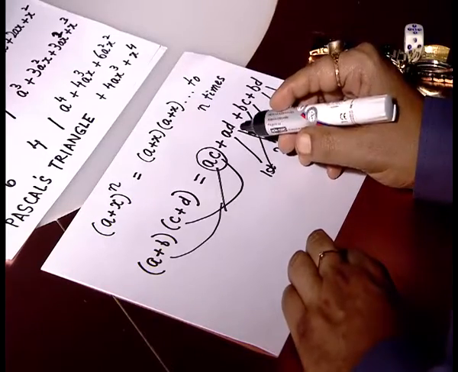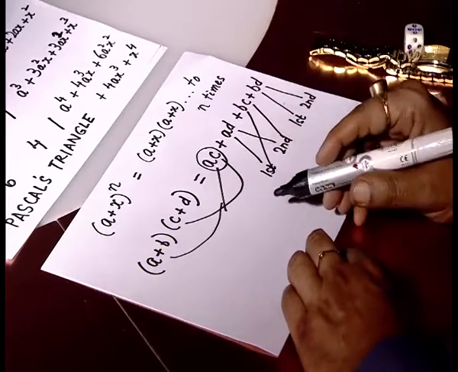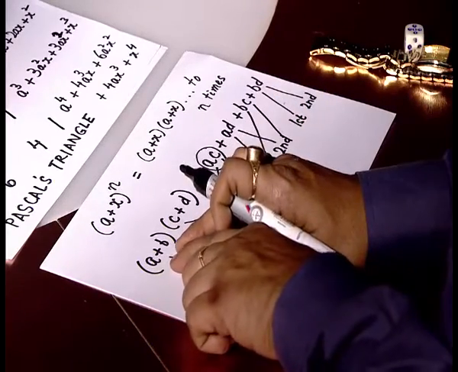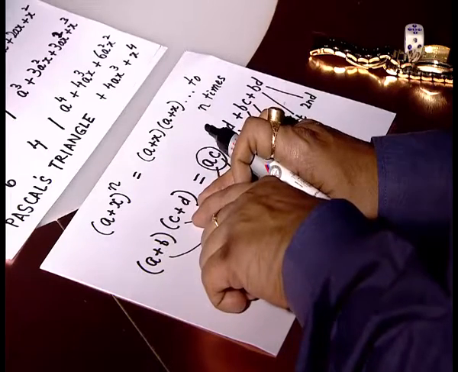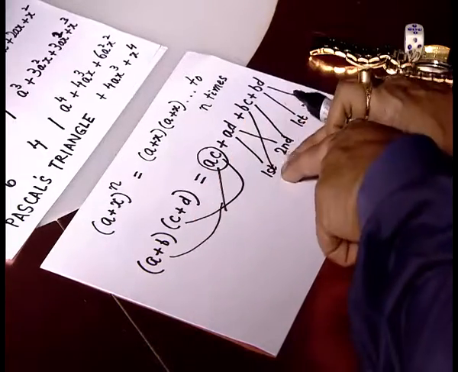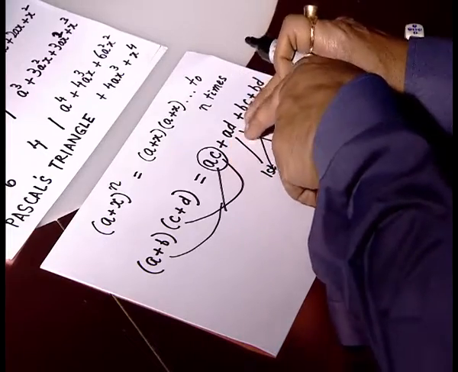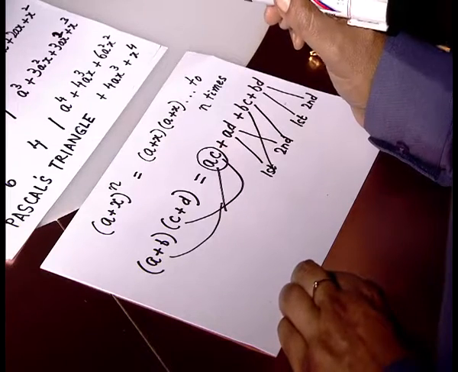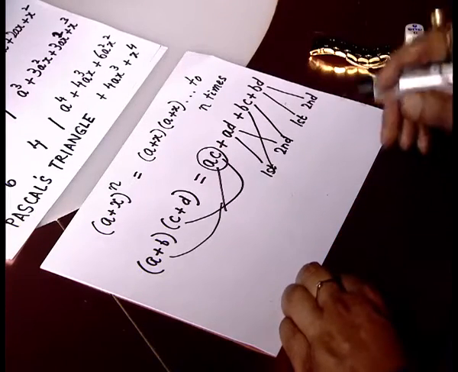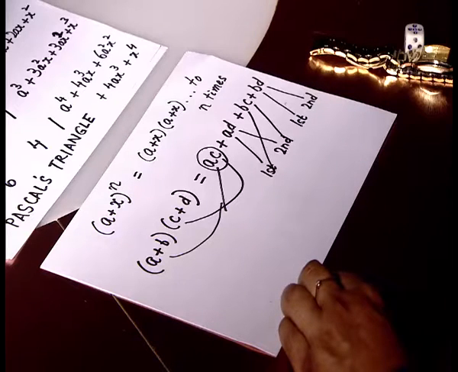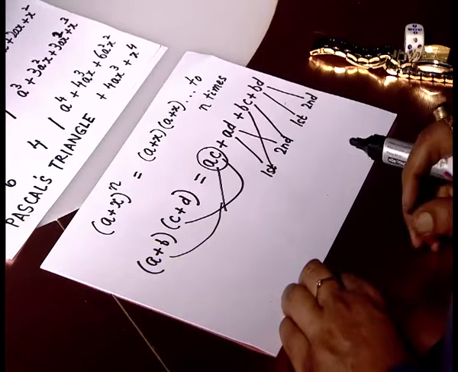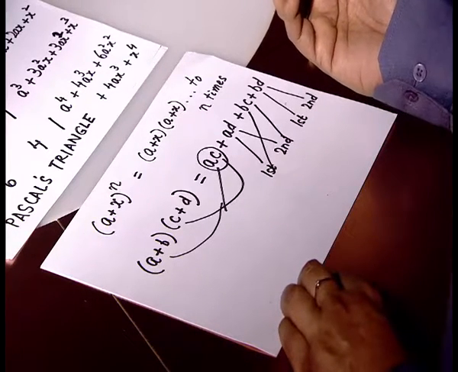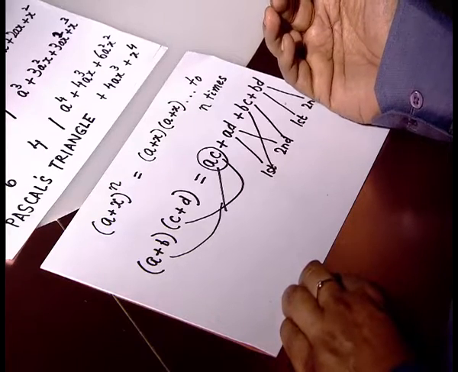So, each term has contribution from each bracket. There cannot be a term which has contributions from one bracket only, the other bracket contribution being totally absent. It cannot happen like that. Every term contains contribution from each bracket. So, in this expansion also, a plus x whole to the power of n, every term would be having contribution from every bracket. And what have these brackets to contribute? The brackets would either be contributing a or it would be contributing x.